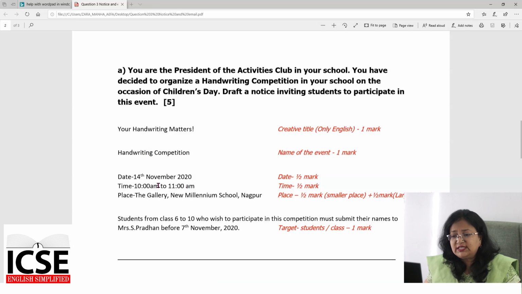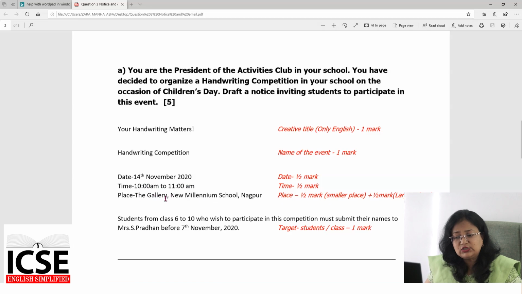The half mark for the date, because it says Children's Day, it should be 14th November 2020. So an indication could be there, for example, on Republic Day or Independence Day. So accordingly, you will need to write that date. Suppose there is no indication and you're writing it on the day of your examination, your date will be 27th Feb 2020. You will write the name of the month in full. The next half a mark is for time. You can write the time like this. Then the place, as I said, the smaller place first.